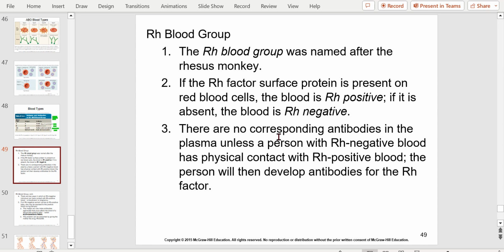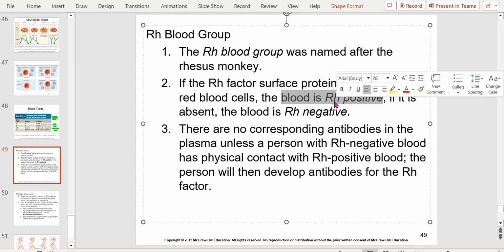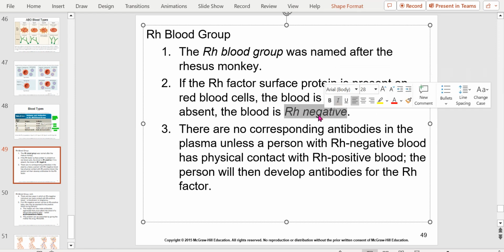If the RH factor surface protein, glycoprotein, is present on an RBC, the blood is RH positive. So if the protein, the rhesus factor, is there on the RBC, they're positive. If it's absent, the blood is negative. Okay, if the protein is there on the cell membrane, Rh positive. If it's not there, it's Rh negative.